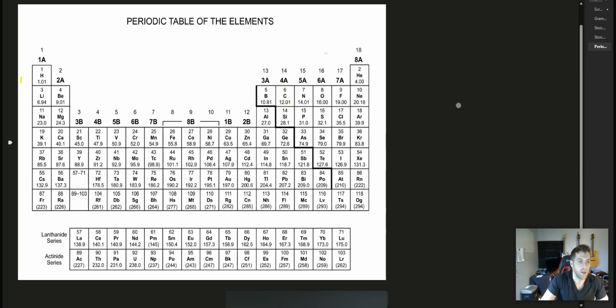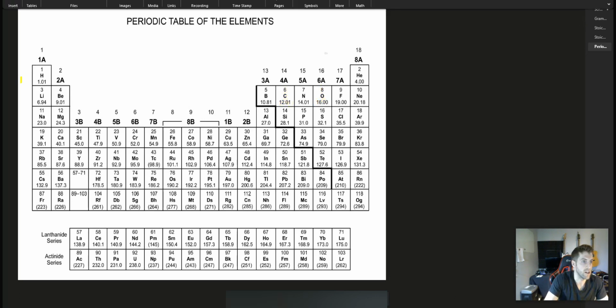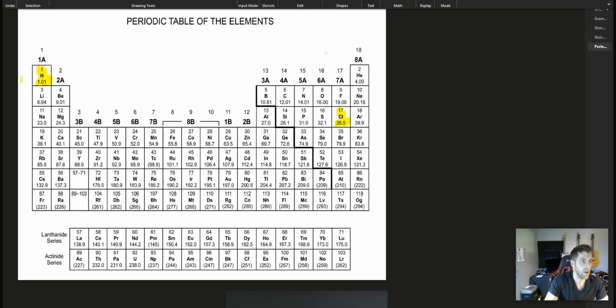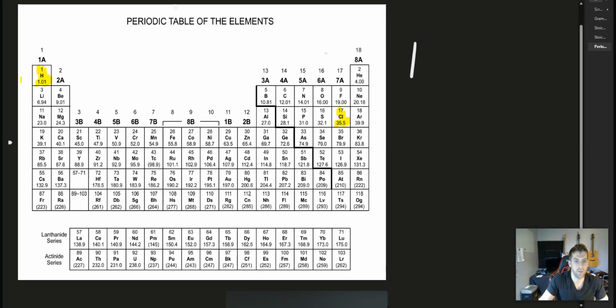Boom, boom. And we're going to highlight where HCl is. So we're going to find hydrogen right here. We have a mass of 1.01, and we need chlorine, 35.5. Notice that we didn't have any subscripts, so that's going to be exact. We don't need to multiply by anything. So we're trying to find the grams of HCl here.